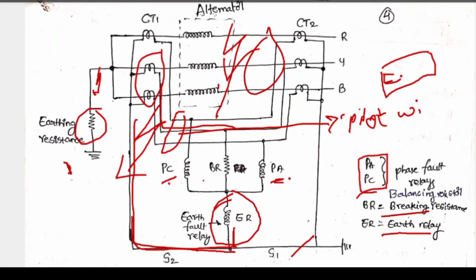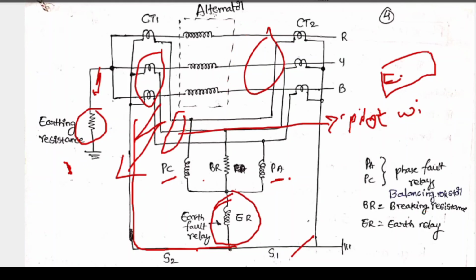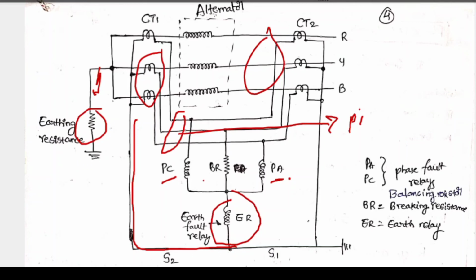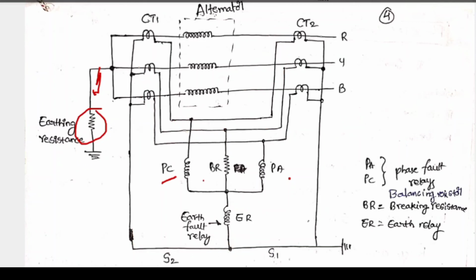In the modified differential protection scheme, mainly we use 2 relay coils instead of 3 for phase-to-phase fault, and 1 relay coil, the earth fault relay coil. That is the modified differential protection.